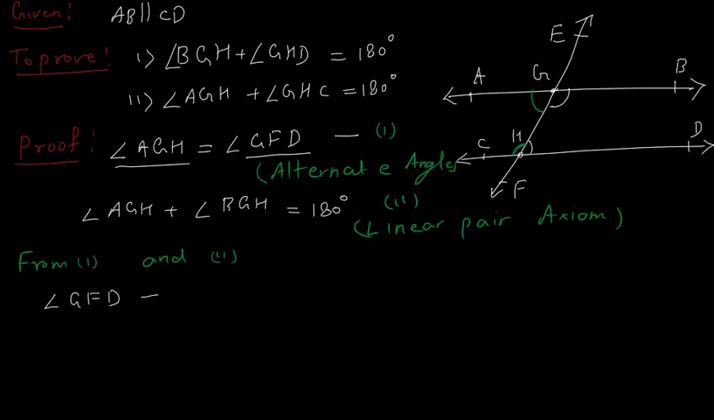GFD plus angle BGH. So GFD is this angle and BGH is this angle. Their addition we are getting 180 degree. That is, interior angles are supplementary. Right now, so first GHD, sorry, this is GHD. So angle GHD plus BGH, we have proved that this is 180 degree.